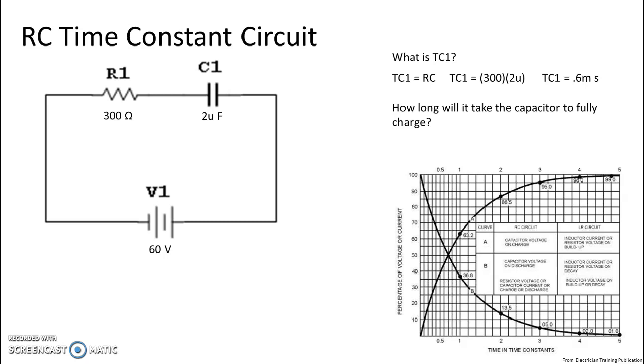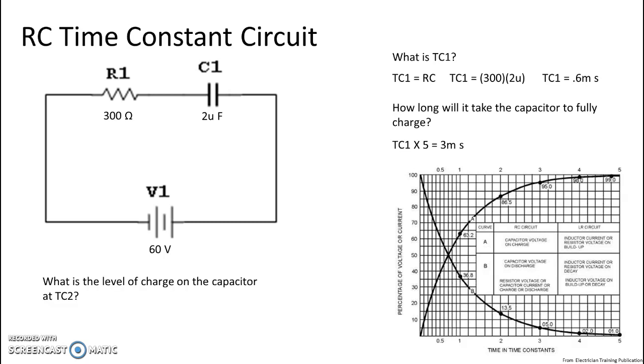Okay, so now that we understand how the graph works, we can look at the next question, because it wants to know how long it takes the capacitor to fully charge. Well, if we say that it is fully charged at 5 time constants, then of course it would take whatever time it is for one time constant multiplied by 5. So we take 0.6 milli, which was time constant 1, and multiply that by 5, and we get 3 milliseconds. So that is how long it takes the capacitor to fully charge.